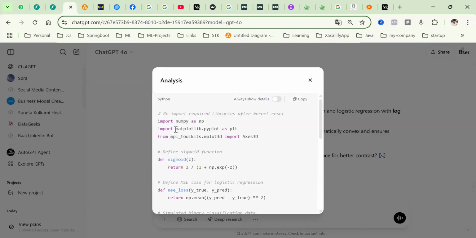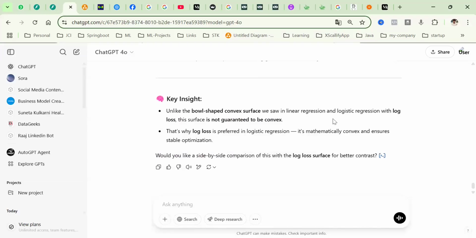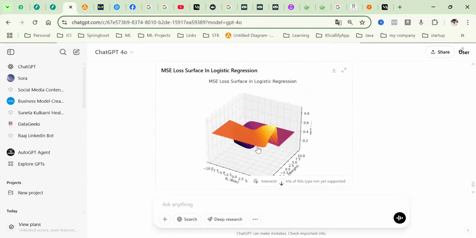So basically, it is using PyPlot and some library to draw this graph. Just try to see this graph. It has a lot of values, it is in 3D, so it has multiple local minima. You're getting this? It is not a smooth bowl or parabola type of graph. There are multiple minima.